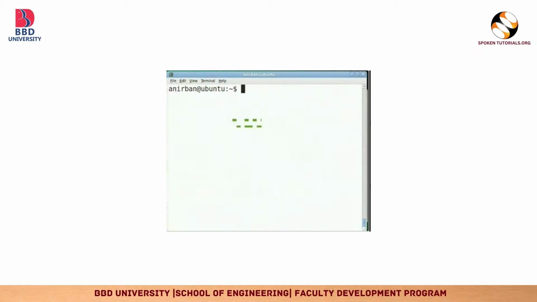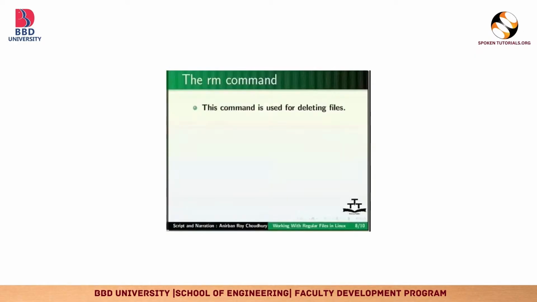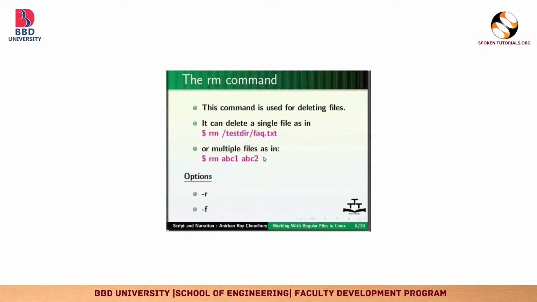Now let us go back to these slides. Let us summarize what we just said. That is, to delete a single file, we write rm and then the name of the file. To delete multiple files, we write rm and the names of the multiple files that we want to delete. Now let us look into some of the options of the rm command.